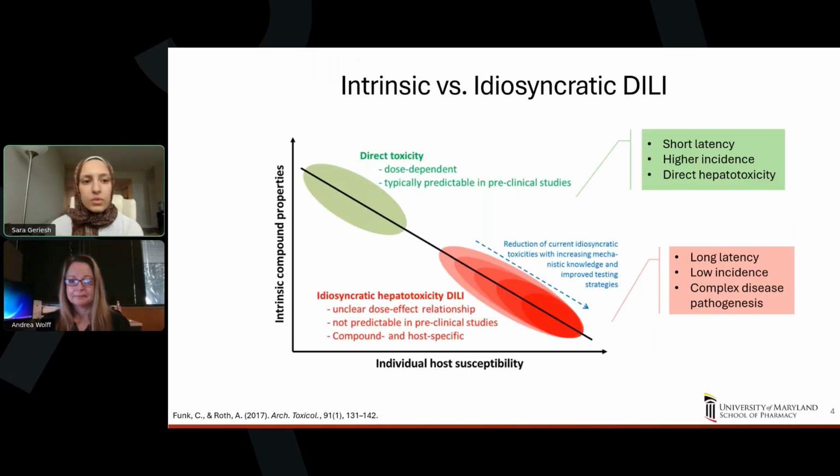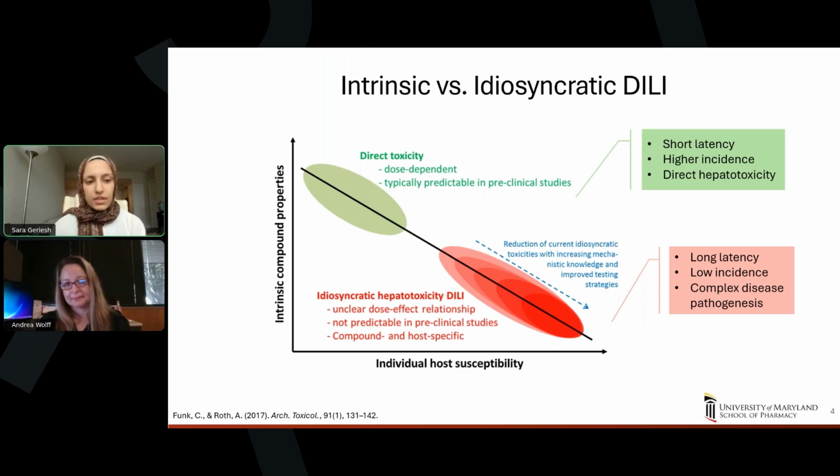And next, I just want to go into the different classifications of DILI. DILI can be classified into two main types, intrinsic and idiosyncratic. Intrinsic DILI is dose-dependent and drug-dependent, meaning it depends more on the intrinsic characteristics of the drug, and it has a direct hepatotoxicity effect. That makes it easier to predict in in vitro models or even animal models, because the pattern of toxicity is much easier to predict when compared to idiosyncratic DILI.